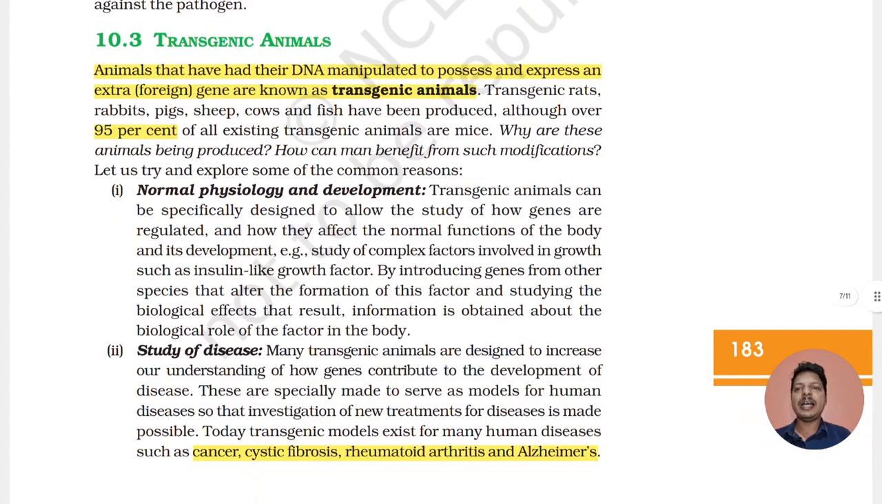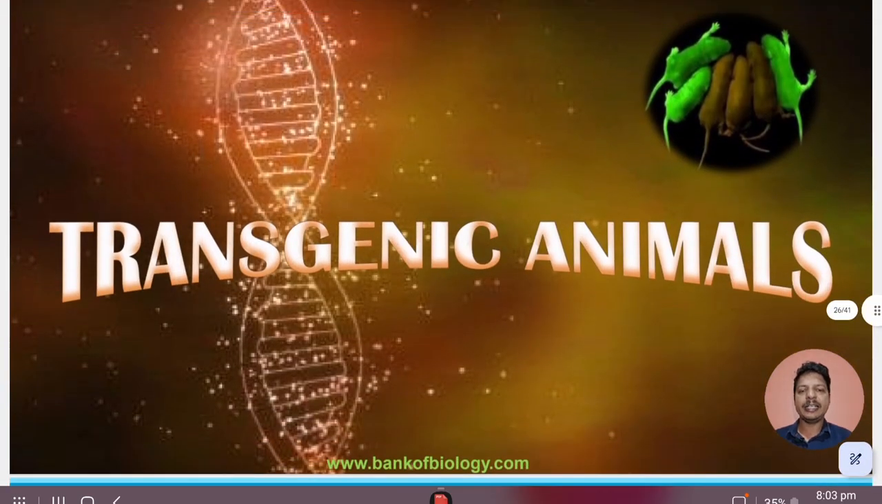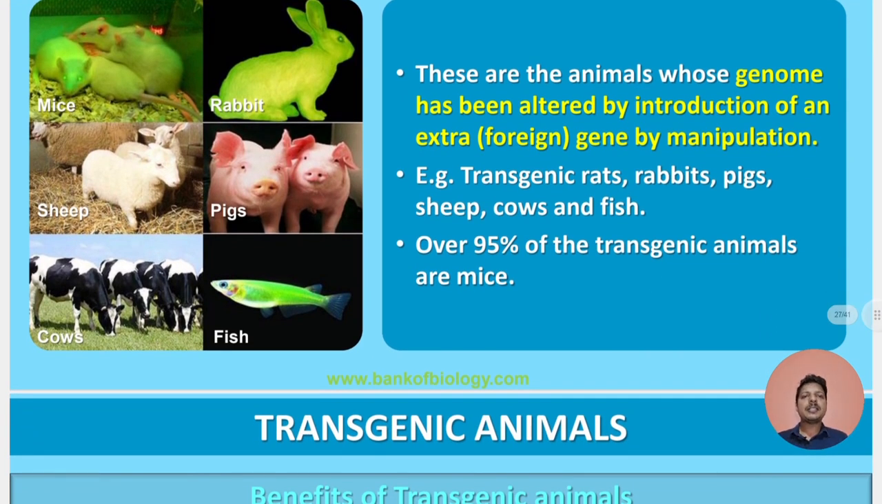Now, transgenic animals. Let's see the PDF here. Transgenic animals are animals whose genome has been altered by introduction of an extra gene by manipulation. Examples: transgenic rats, rabbits, pigs, sheep, cow, and fish. Over 95% of the transgenic animals are mice.